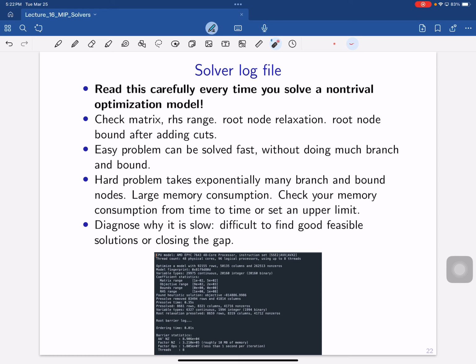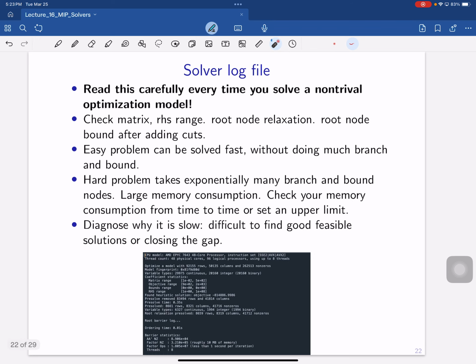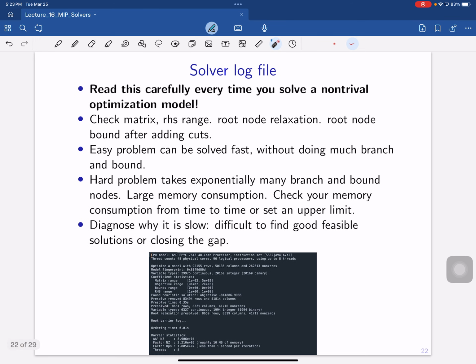But one takeaway from this lecture is, each time you solve a non-trivial problem, right? If you solve a problem that can be solved in 1 minute, then you don't really need to care about the log file. But for meaningful problems, usually it cannot be solved very easily. Every time you solve those problems, you should read the log file and see what's happening here. Make sure you save the log file each time you solve a problem. Now, I want to show you how to read a solver log file.